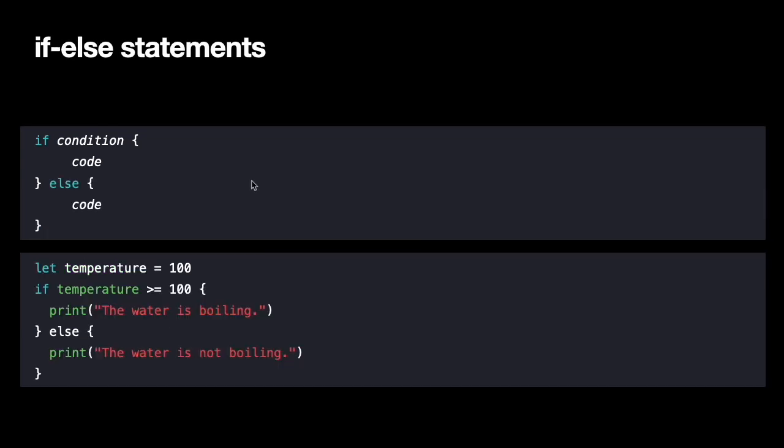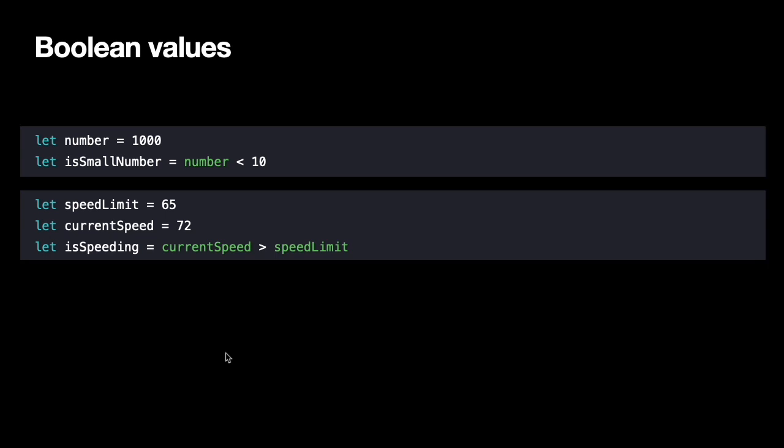There's also an if-else statement. If the condition is true, then we execute the first set of code. If the condition is not true, then we execute the else clause, where we execute the second set of code. Swift has a type called Bool, capital B, O-O-L. That is a Boolean value. It can be true or it can be false. Here, number is of type integer, but when we test whether number is less than 10, this will result in a Boolean value, in this case false, and the compiler will infer that isSmallNumber is of type Bool.